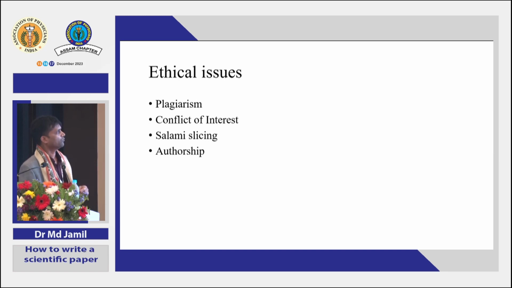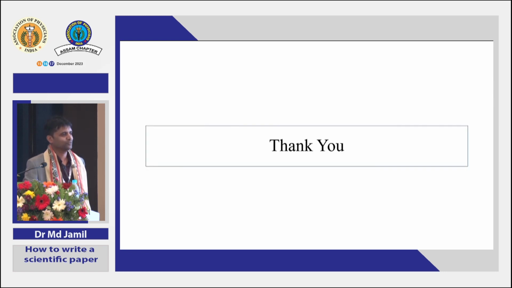Then comes the conflict of interest. Then salami slicing. Salami slicing means that for the same study, the big result, we slice it in multiple ways and publish in multiple journals. This practice is not accepted. Then the authorship criteria; we all know the authorship criteria. We should avoid gift authors and ghost authors. There are many types of authorship problems. So with this, I would like to conclude my presentation.